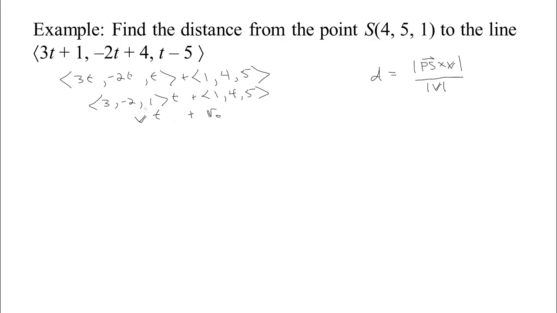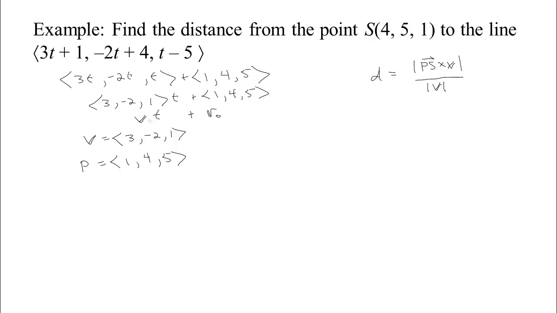So that was our parameterization. We can just compare these two and see that the vector parallel to the line is 3, negative 2, 1. You can also see this is a point on the line. In particular, if you take t equals 0, that's a point on the line. So we have a point on the line: 1, 4, 5.